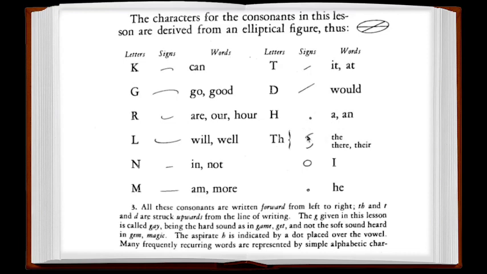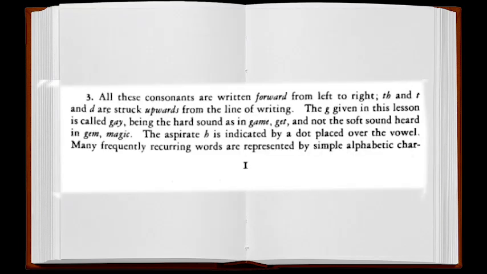The TH is over TH for the and under TH for there and there. The I is the A circle and the E is a small circle. All these consonants in this lesson here are written forward from left to right.